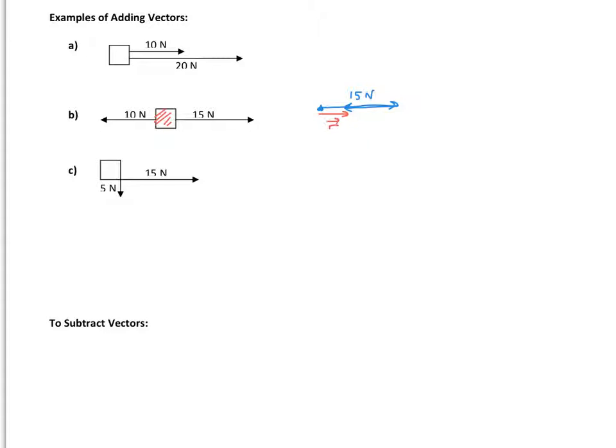What we have happening here is we've moved to the right 15, but we're moving back 10 collectively. If we think about that, we end up with a resultant of 5 newtons. It's still going to go to the right, but only because it's outpowering the 10 newton force by 5 extra newtons. So that would be the case where they're going in opposite directions to each other.